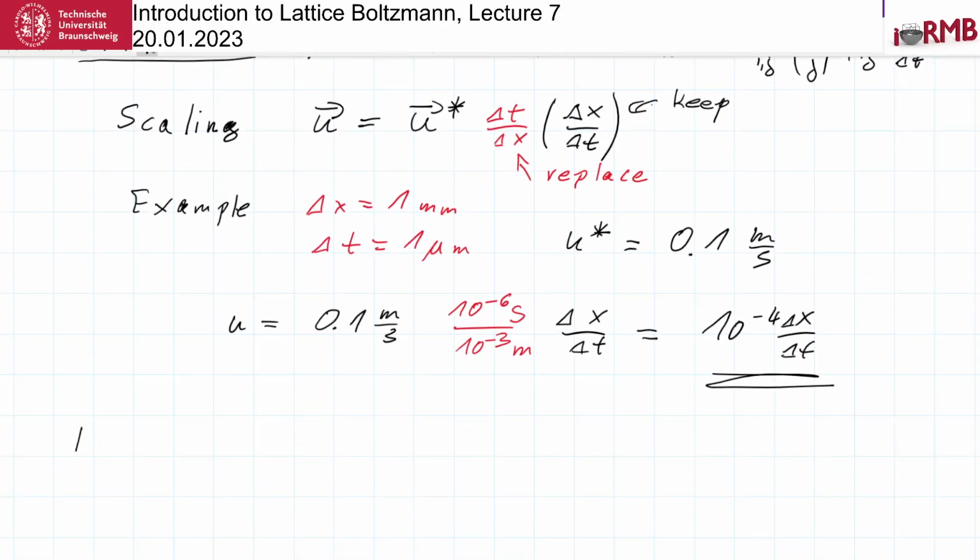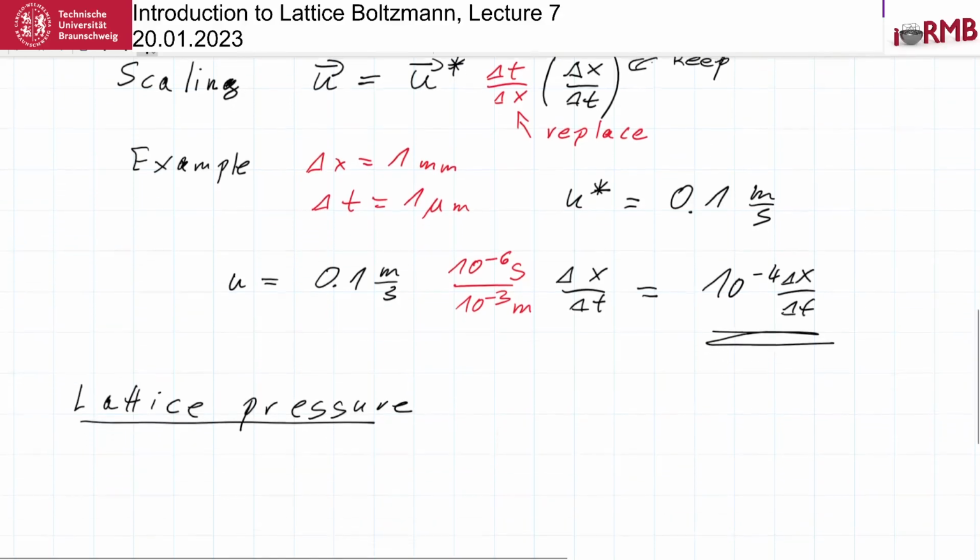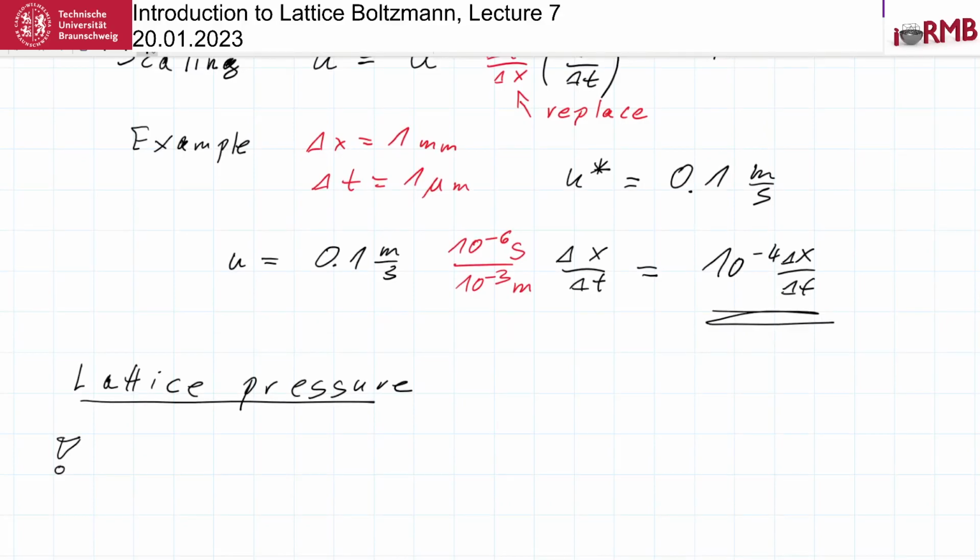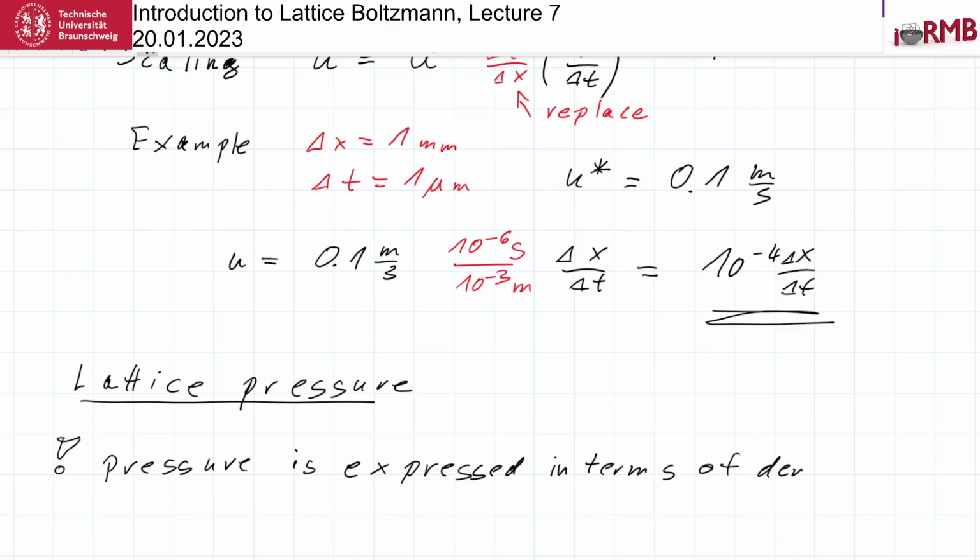Then the thing that is probably a little bit more confusing is the lattice pressure. The reason why this is confusing is because in Lattice Boltzmann you don't actually use pressure, but you use density. So this is important to know. Pressure is expressed in terms of density in LBM.